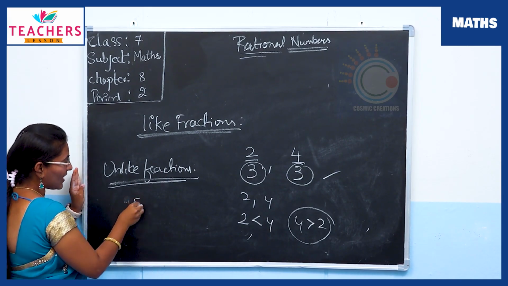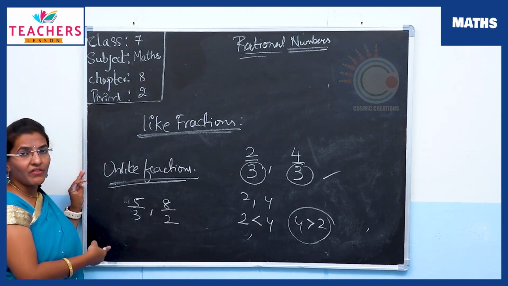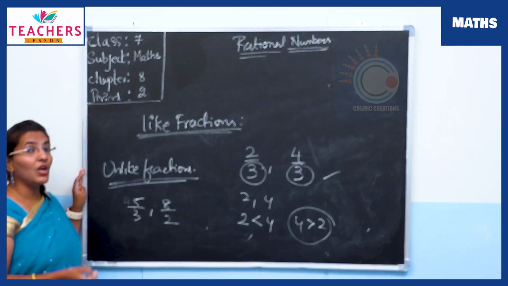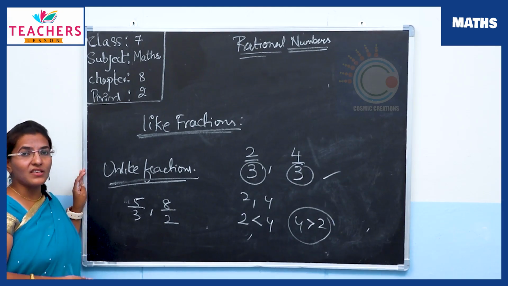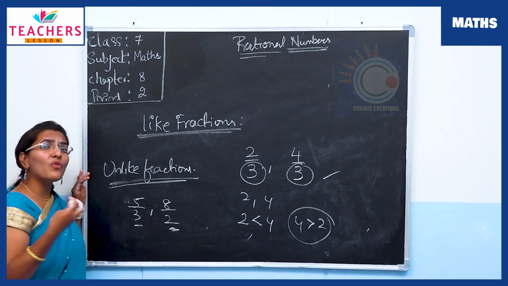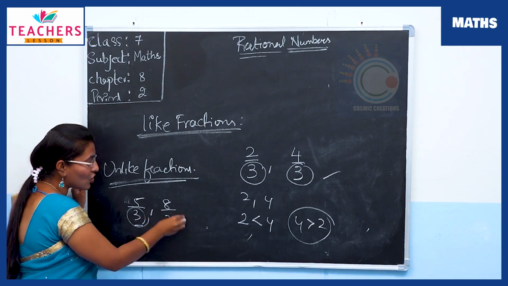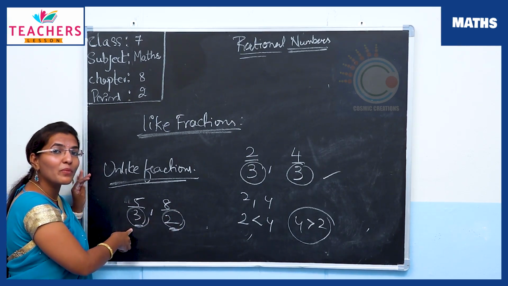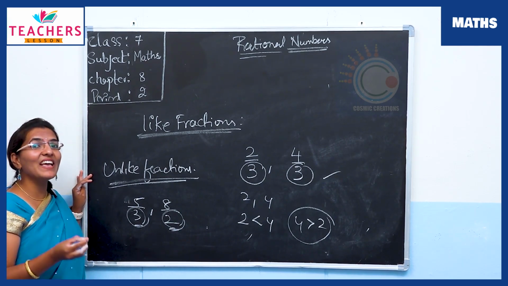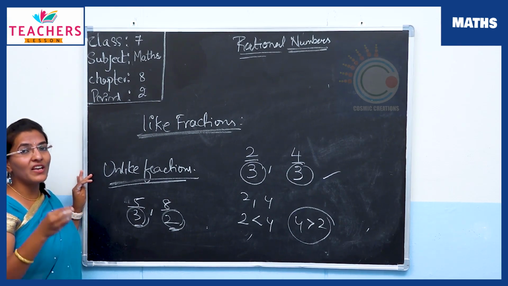That means I can write 5 by 3, comma 8 by 2. Now can you say which rational number is greater? Can you say it easily? No, it is somewhat difficult, isn't it? Why? Because here the denominators are not same. So, what do we have to do in this case? Now we have to convert the given denominators, that means we have to make the denominators equal. How do you make the denominators equal? By taking the least common multiple, that is, the LCM of the given denominators.